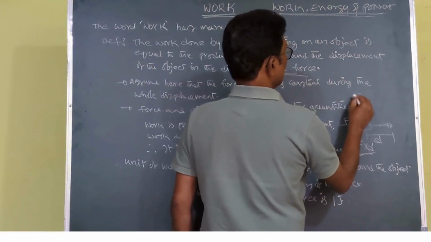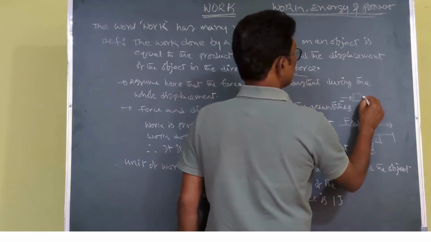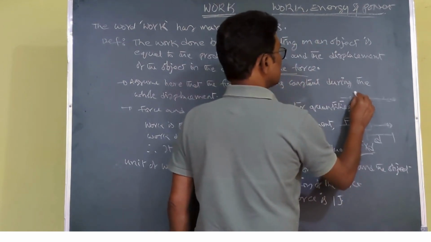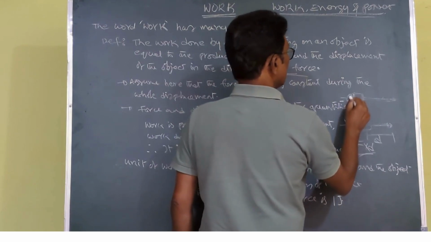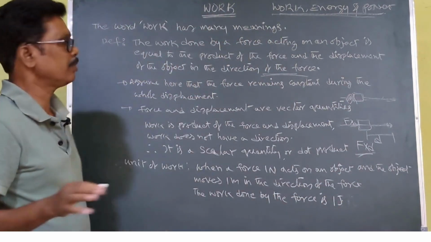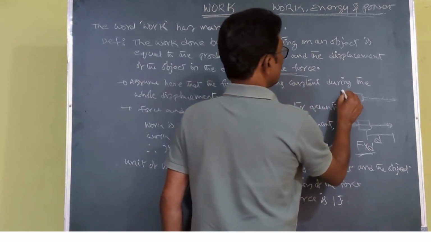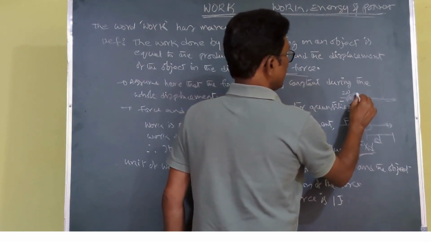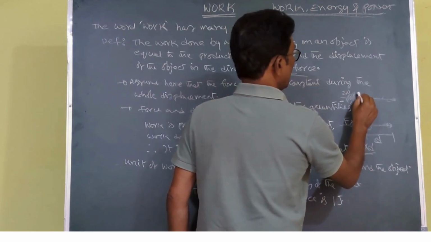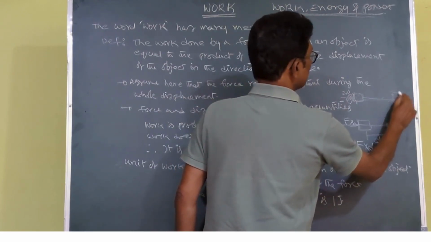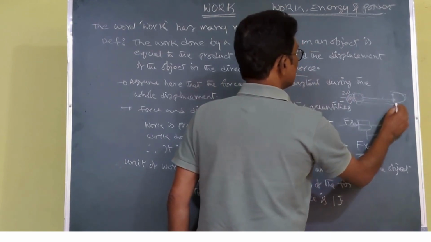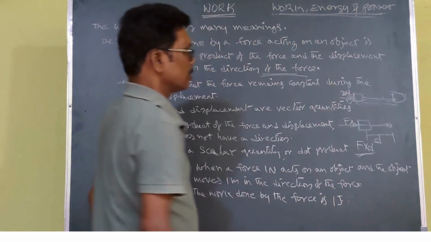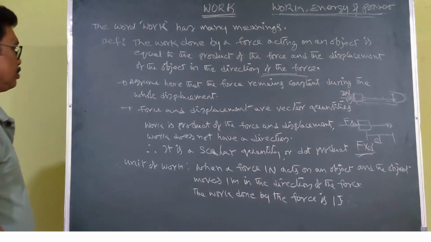Here assume that the force remains constant during the whole displacement of the object. There is an object here, you are applying the force, and the object is displacing in the force direction. While the object is displacing, the magnitude of the force remains constant. It should not be changed. Suppose you apply 2 newtons here, then during the entire displacement of this object from here to here, the force remains constant, let us say 2 newtons. That should not be changed. That is the assumption.